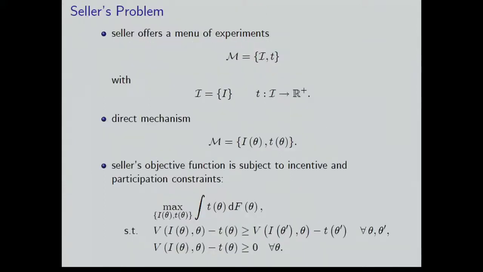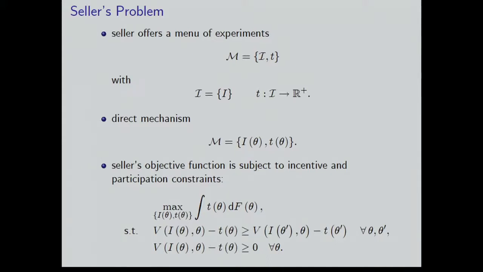Okay. So here's the formal problem that we therefore set out. We want to offer a menu of experiments. We're going to look at a direct mechanism. And really what we want to do is to maximize the revenue from the seller's point of view, the revenue for the database, so you don't see any cost of providing information here.